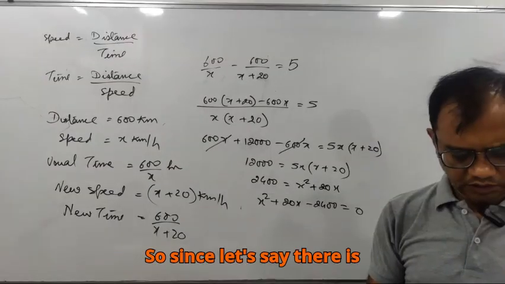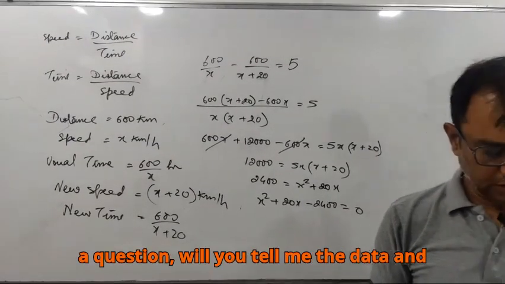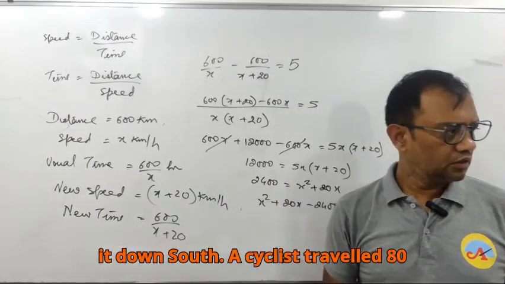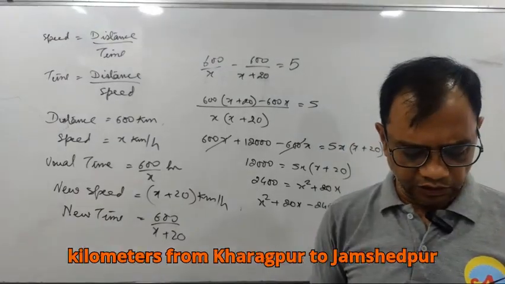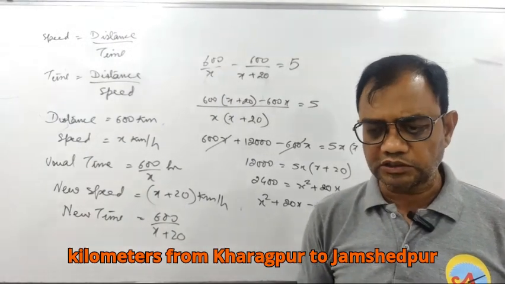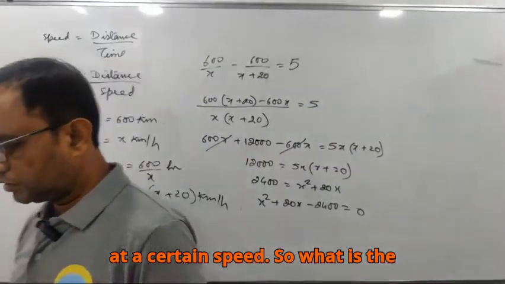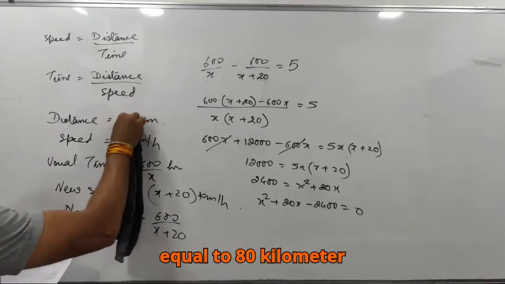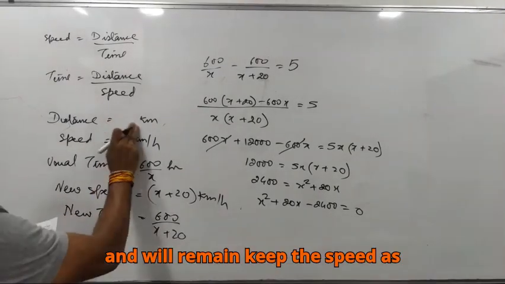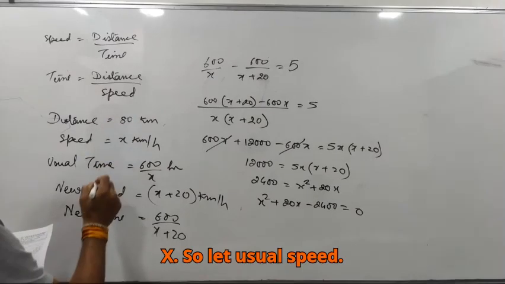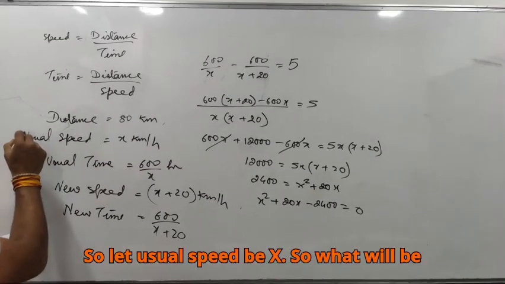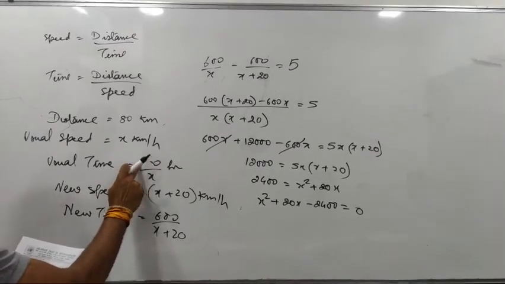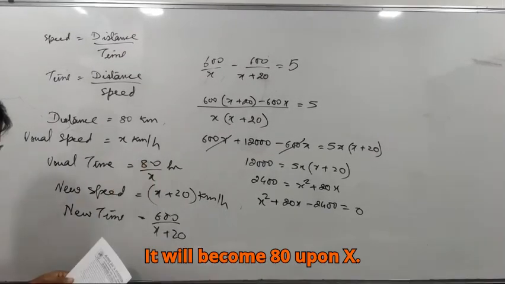Okay. So see, let's say there is a question. You'll tell me the data. You just rub out the values and write it down. A cyclist traveled 80 kilometers from Kharagpur to Jamshedpur at a certain speed. So what is the data? Distance is equal to 80 kilometers, and we'll keep the speed as x. So let the usual speed be x. So what will be the usual time? 80 upon x.